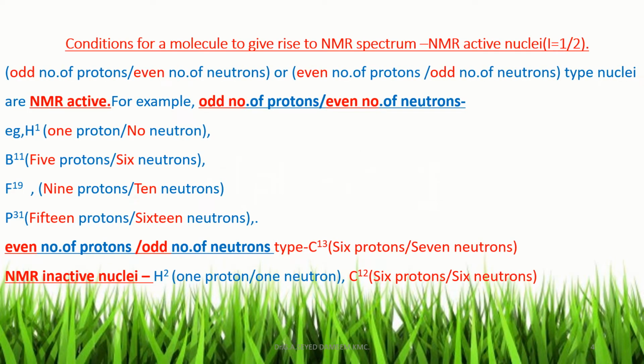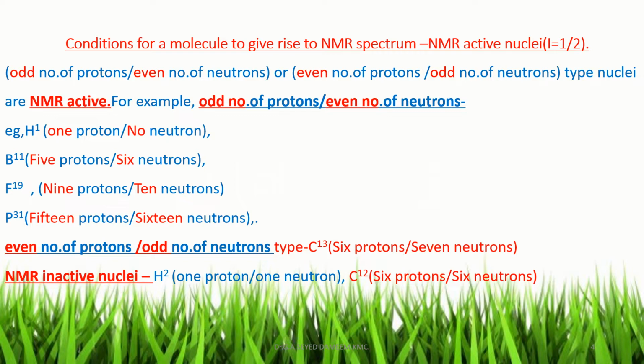NMR spectroscopy, that is nuclear magnetic resonance spectroscopy. The spectroscopy is due to the nucleus of an atom. All the nuclei cannot give an NMR spectrum. So this slide shows conditions for a molecule to give rise to NMR spectrum. That is, NMR active nuclei.